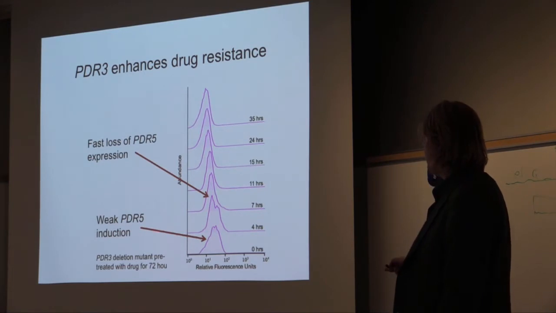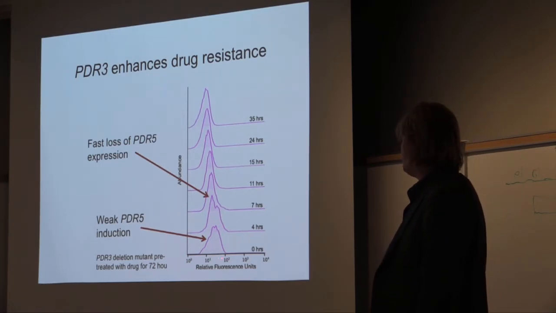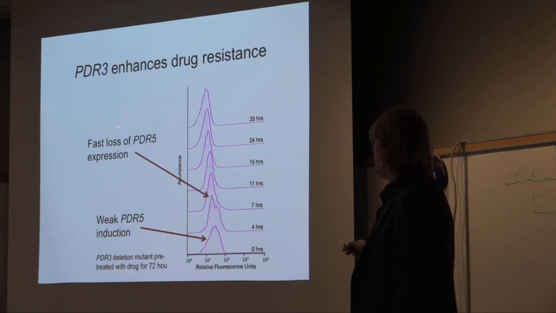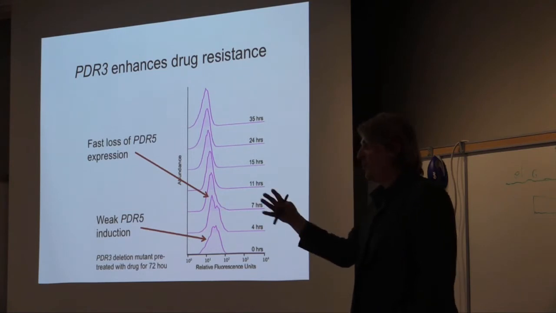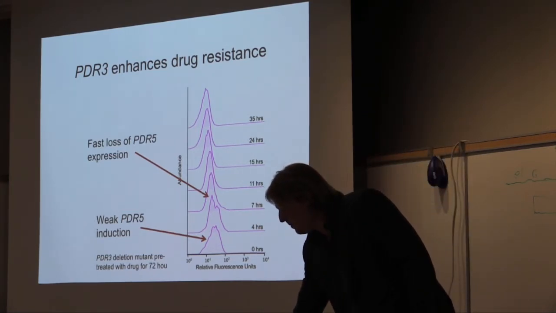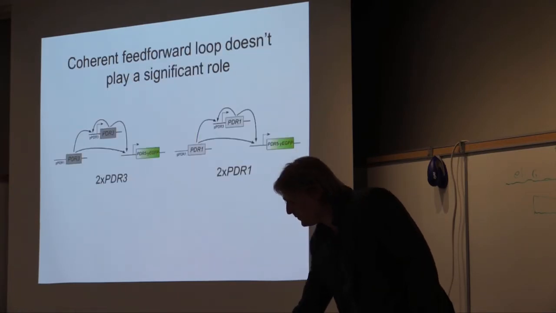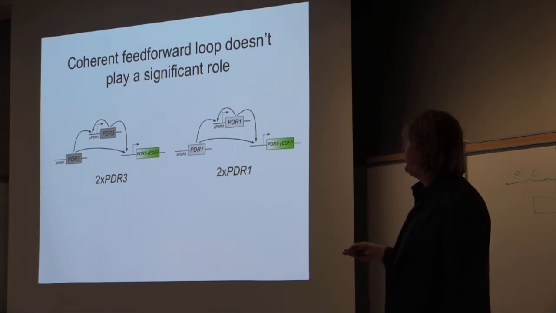If you get rid of PDR3, the induction of PDR5 is very weak, which indicates that PDR3 is essential for getting that high induction. And it recovers very rapidly to the pre-drug condition when it's gone. So there are these two opposing things: PDR3 enhances the drug resistance, PDR1 attenuates the drug resistance.